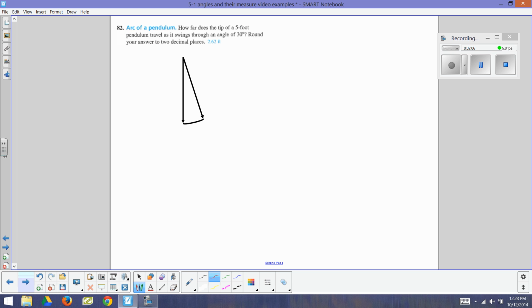82, the arc of a pendulum. How far does the tip of a 5-foot pendulum travel? So that length is 5 feet. That's my radius of my circle. Through an angle of 30 degrees. So there's my angle, 30 degrees. Round your answer to 2 decimal places. Again, they want to know how far does it travel. So they want to know that length there, which is S.